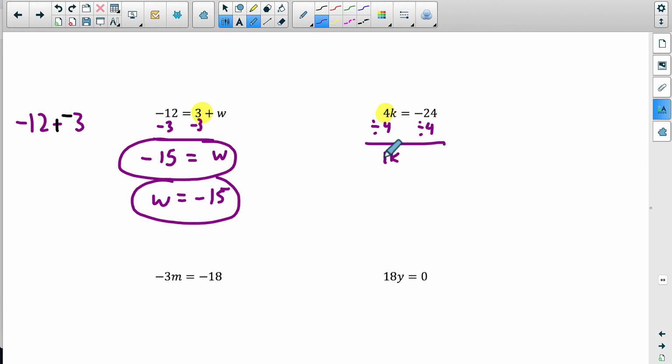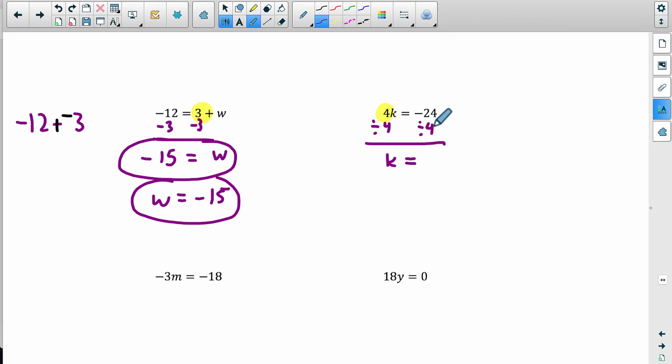But wait a minute. 1k? If we just have 1k, that's exactly the same as k. Did you know this? Maybe I should have done this in more detail. K has an imaginary and invisible coefficient or number in front of it. It's 1. If it just says k, it means 1k. This is perfect. This is what we want. We want to just have k.